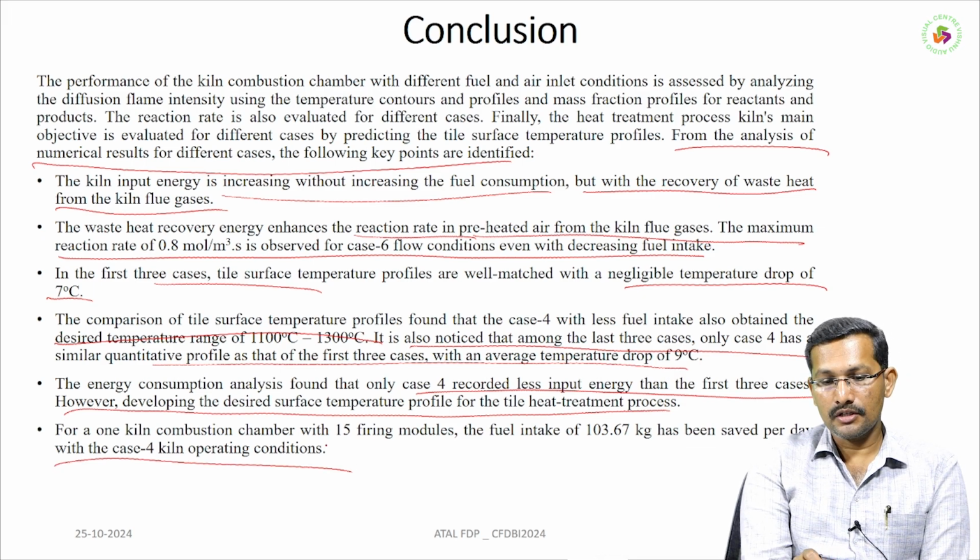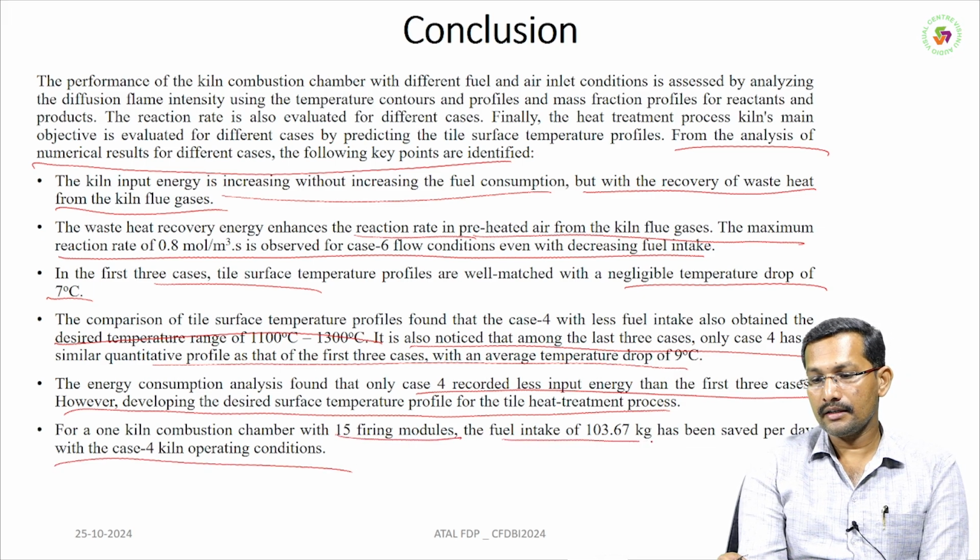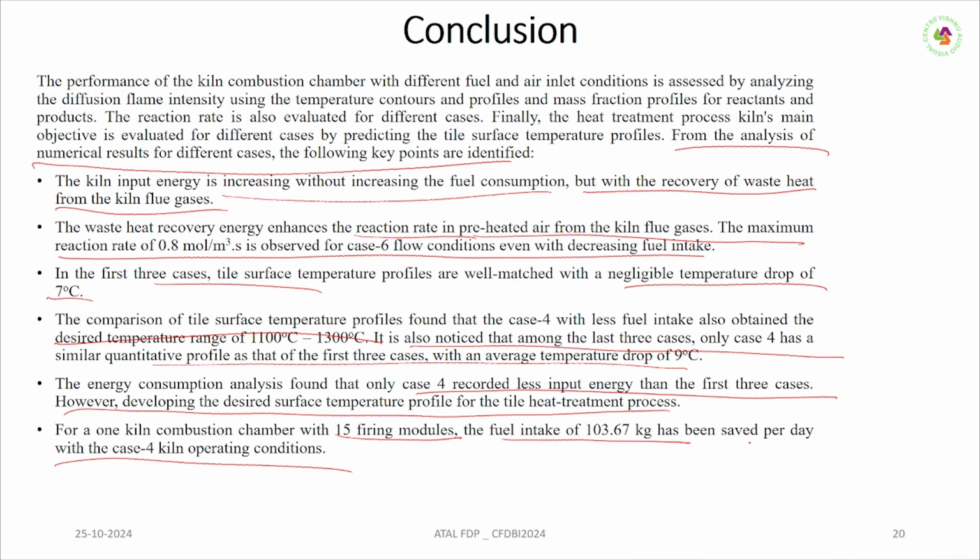For one kiln combustion chamber with 15 firing modules, 103.67 kg of fuel has been saved per day with the case 4 operating conditions. So the amount of saving is nothing but 103.67 multiplied by the corresponding price, that means the price of this fuel input. So this is the saving.